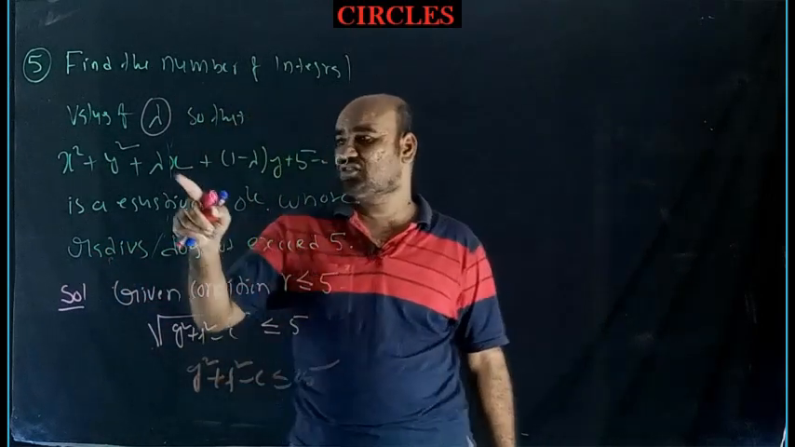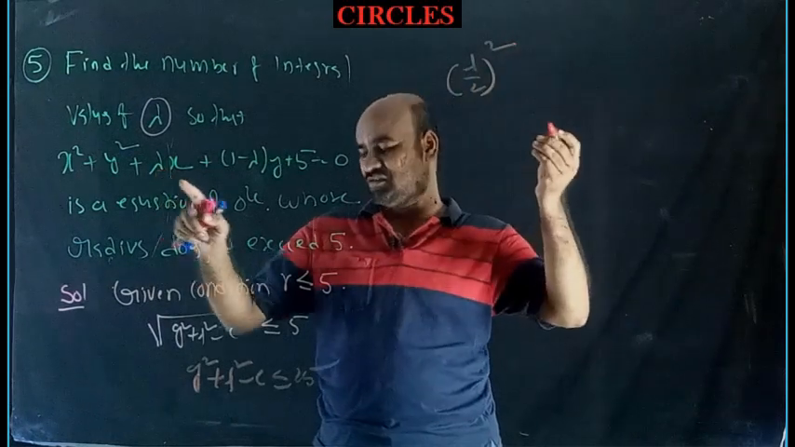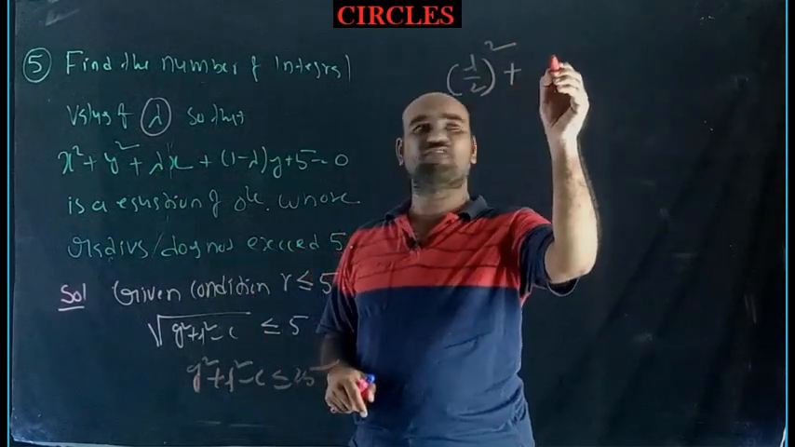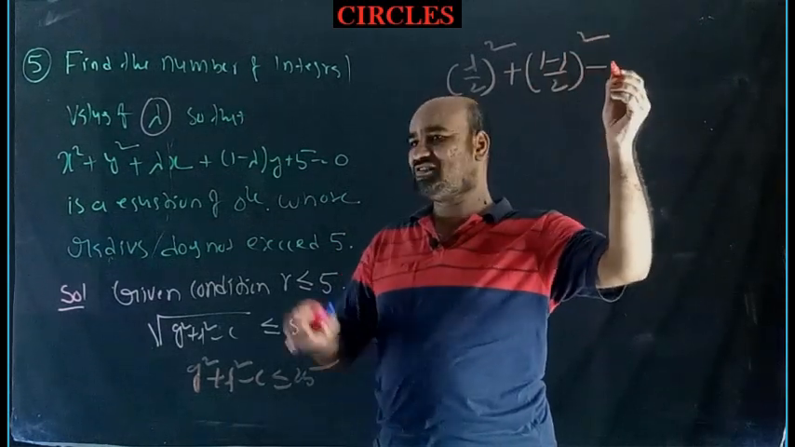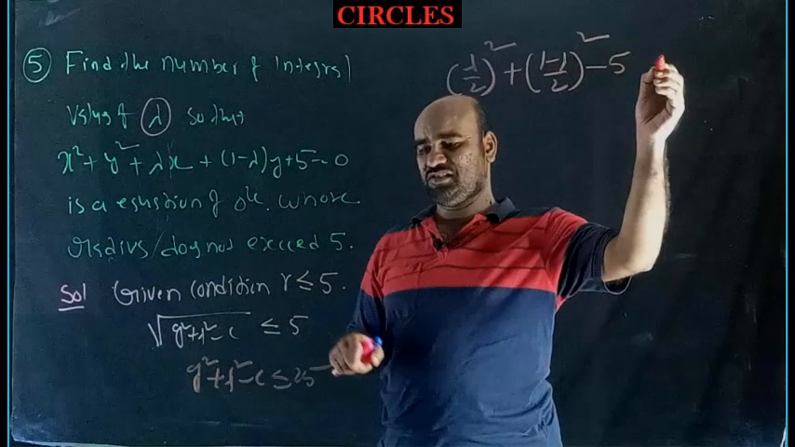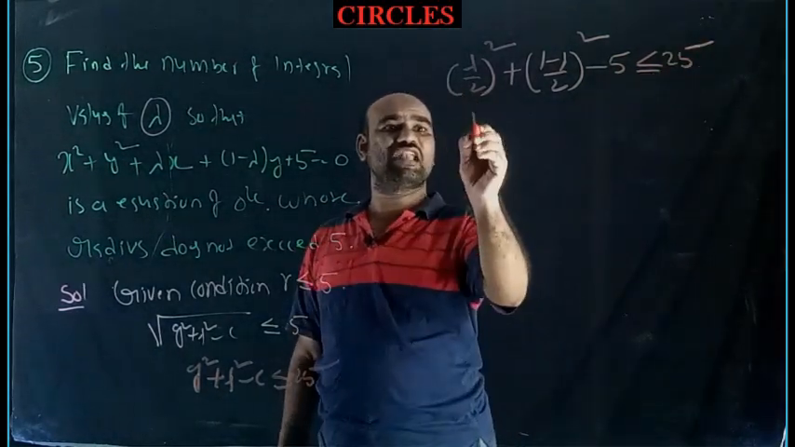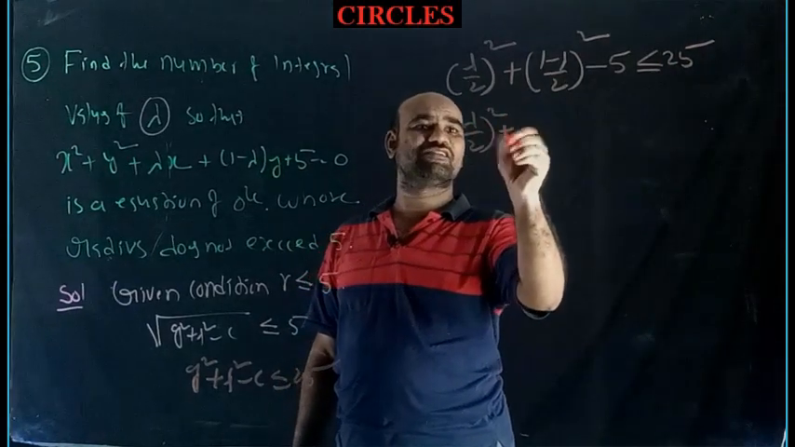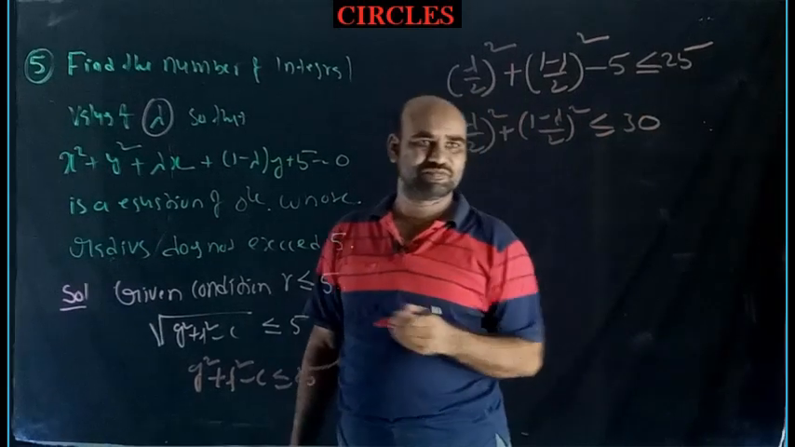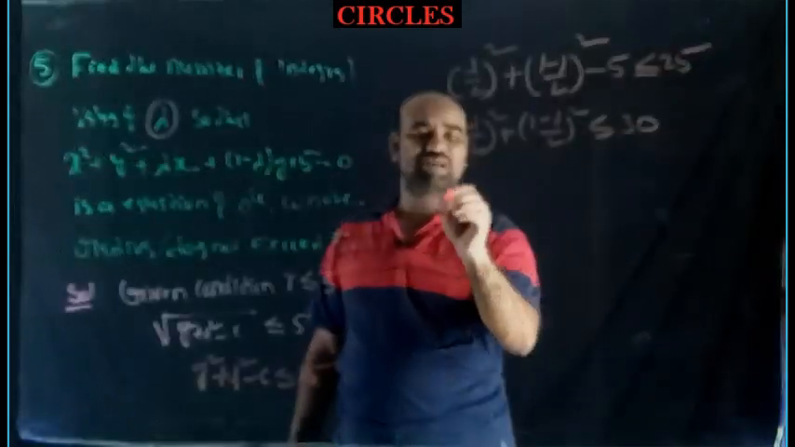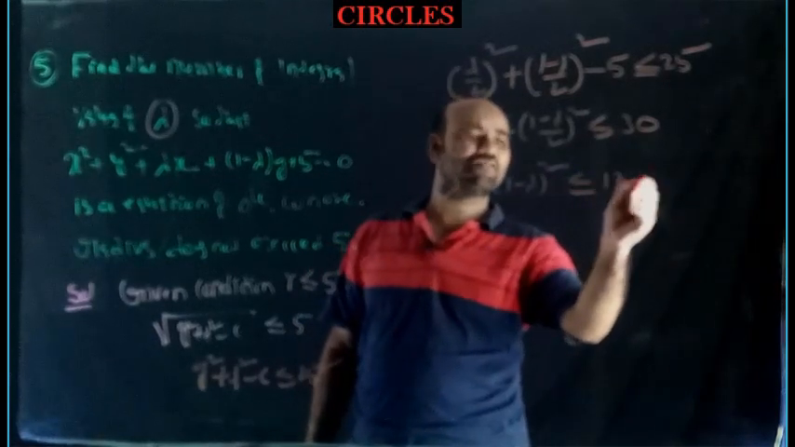g square means lambda by 2 whole square, plus f square means 1 minus lambda by 2 whole square, minus c means minus 5, lesser than or equal to 25. So lambda by 2 whole square plus 1 minus lambda by 2 whole square lesser than or equal to 30, or lambda square plus (1 minus lambda) square lesser than or equal to 120.